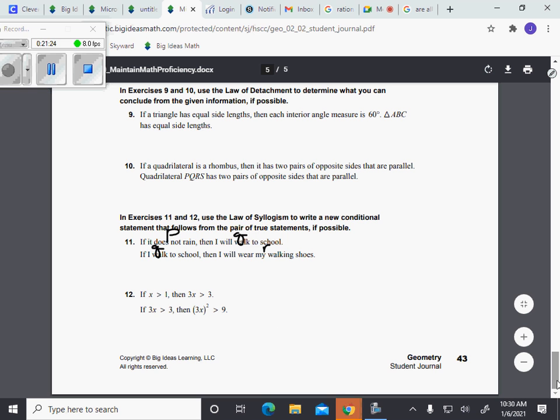So my new conditional statement is, if it does not rain, so if P, then R, then I will wear my walking shoes. Okay, that's my new conditional statement.